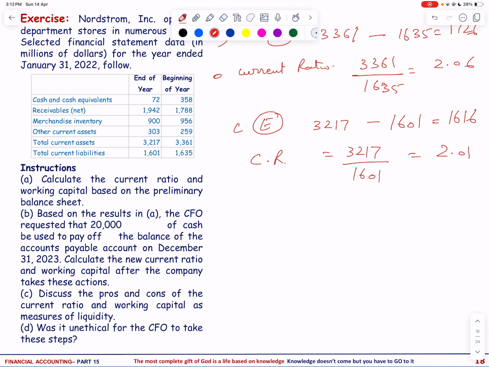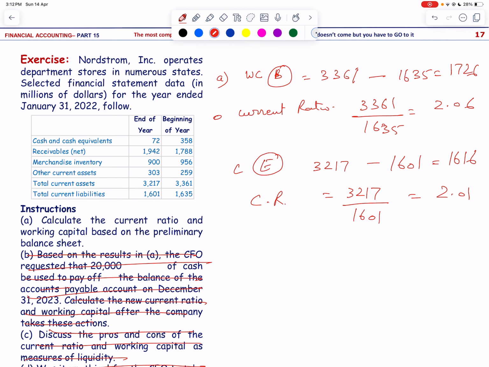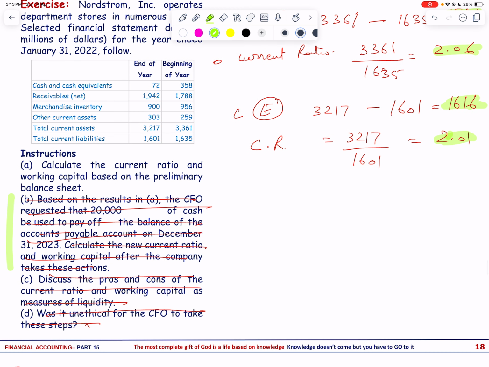I'm sorry, actually this part is for the next exercise, so just ignore this for this section. So let us look into the current ratio and working capital based on the preliminary balance sheet. This was at the beginning of the year, and this is at the end of the year, so the liquidity has decreased, and that's why you can see that the current ratio has also decreased. I'm sorry, this is a part of the next question exercise that we are going to do, so just ignore this section.